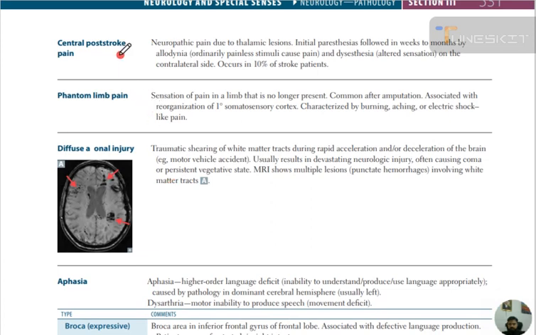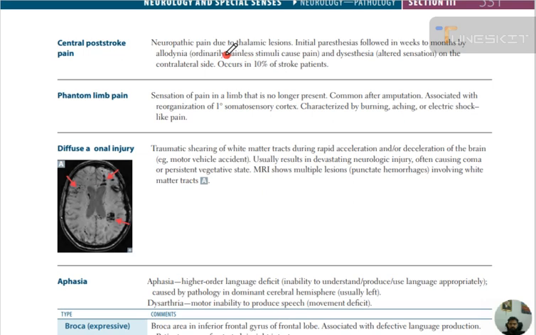Next is central post-stroke pain. This is the pain which we feel after having a stroke. It is neuropathic pain due to thalamic lesions, initial paresthesia followed, in weeks to months, by allodynia. What is allodynia? It is ordinarily painless stimuli which cause pain.